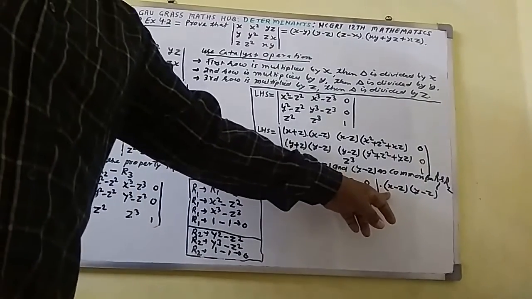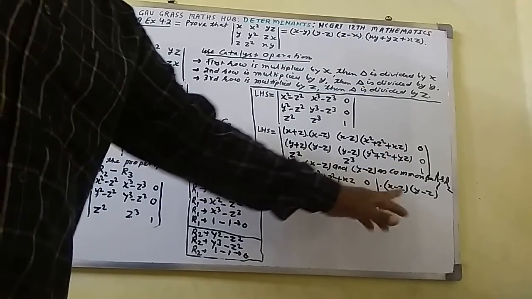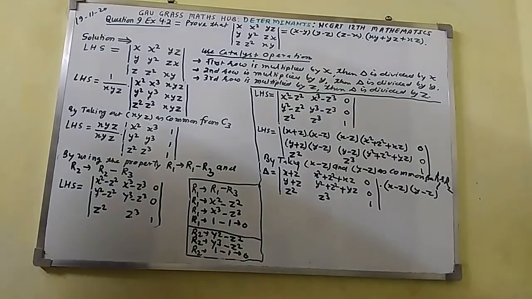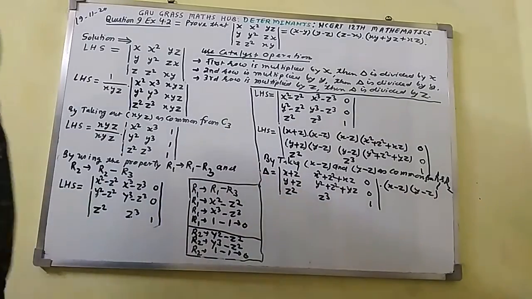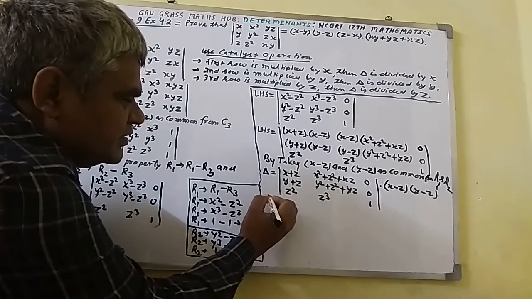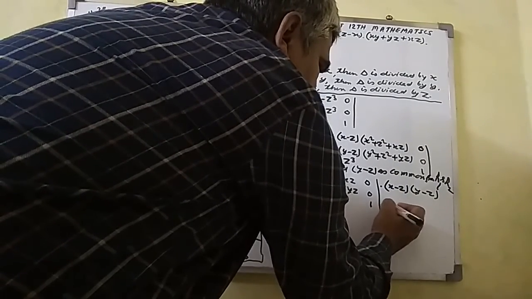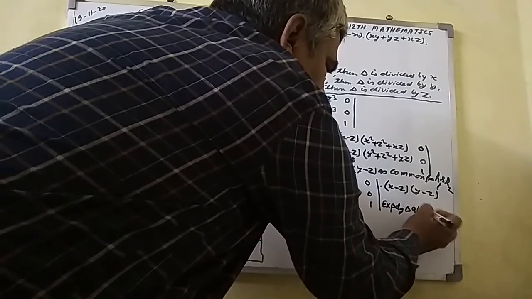So here you have got x minus z, z minus x, that we will think about later on. Here you have got y minus z. So do the operation here. Now you can easily expand this determinant along the third row. So here I write, expanding the determinant along R3.